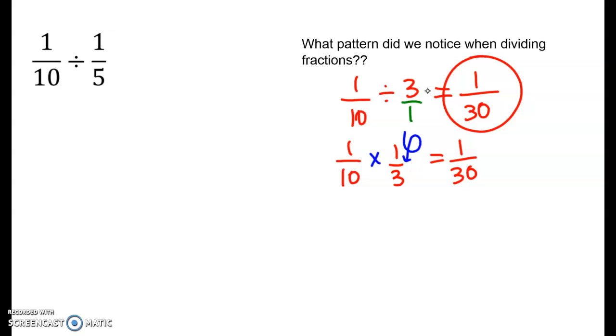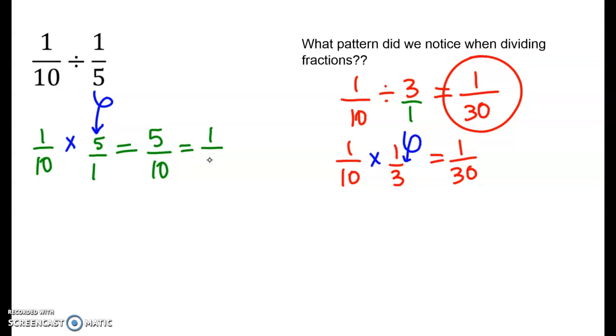So, let's go to this question here, 1/10 divided by 1/5. If we follow those exact same steps, we flip the second fraction and we multiply, we should get the right answer. So we have 1/10 multiplied by 5/1, and our answer should be 5/10. Of course, I could reduce that. I could divide by 5 and I would get 1/2. Well done.